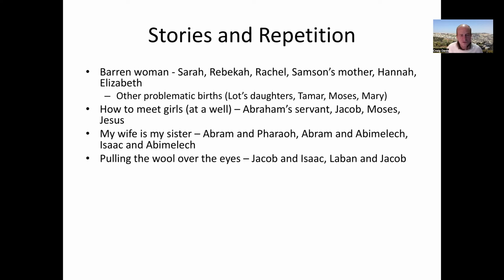Or the really strange stories about pulling the wool over somebody's eyes. Jacob deceived his father Isaac into thinking he was Esau. And the explanation is that Isaac had gone practically blind, but it's still sort of incredible that Jacob pulled that off. And also, it was evil.